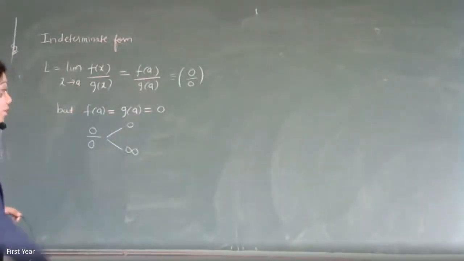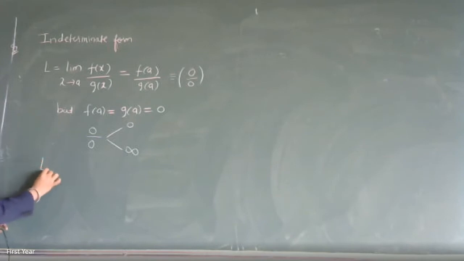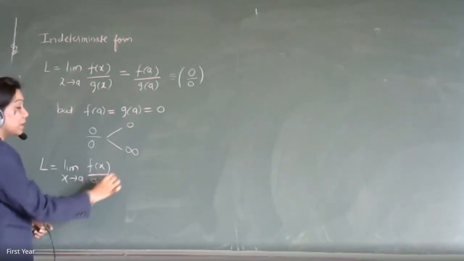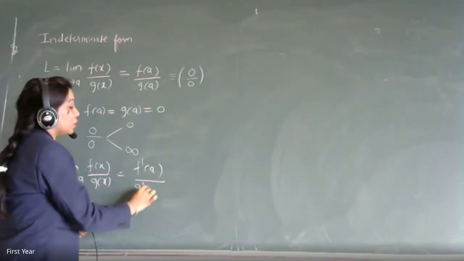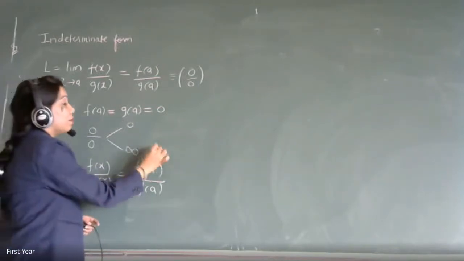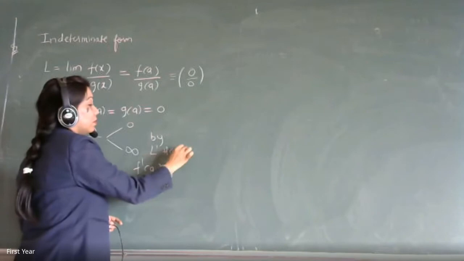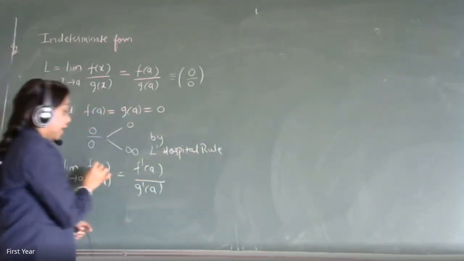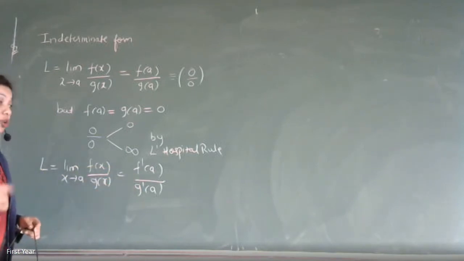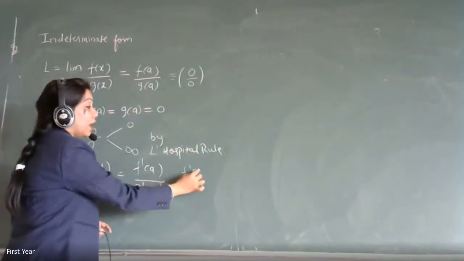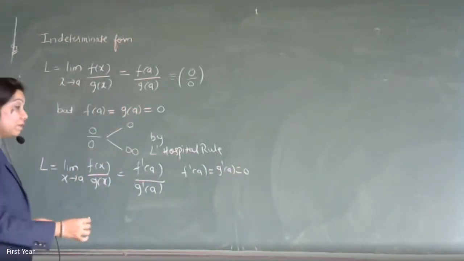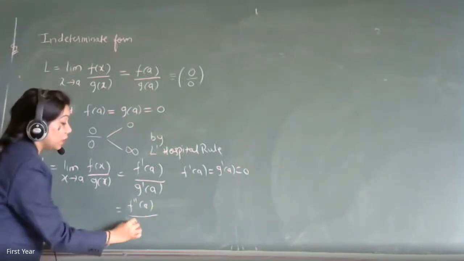So what is L'Hospital's rule? Whenever it is an indeterminate form of 0 by 0, this limit L, limit as x tends to a of f of x upon g of x, becomes f dash of a upon g dash of a. This is your answer. That's your L'Hospital's rule. We get the derivative of the numerator, derivative of the denominator, and in place of x, a. Suppose one more time again, f dash of a and g dash of a is also 0. Then what do you do? You again apply L'Hospital's rule, and your answer becomes f double dash of a upon g double dash of a.